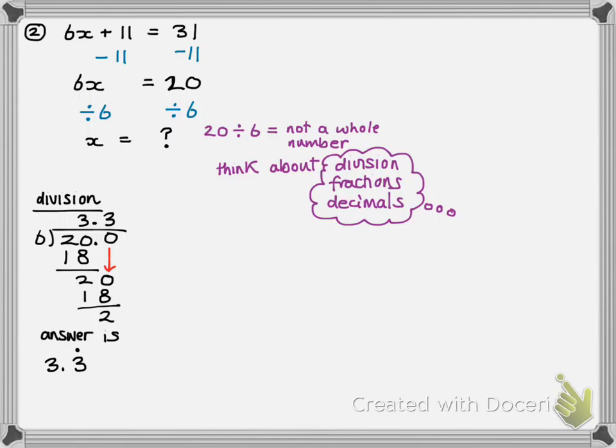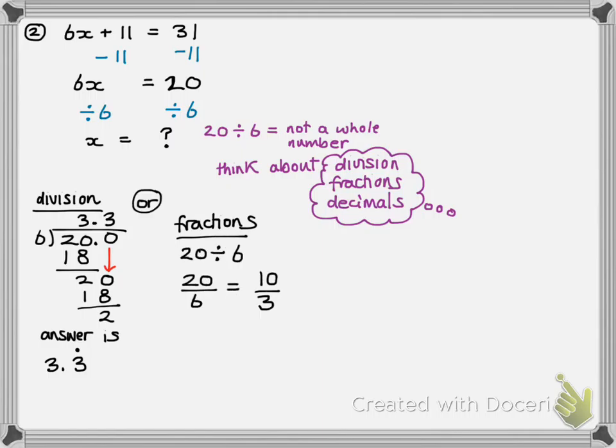Or maybe there's another way of doing it. We could write the answer as a fraction. We know that 20 divided by 6 is a fraction like this, 20 over 6. Then we simplify the fraction to be 10 over 3, and we could write that even as a mixed number, 3 1/3. So the answer is 3 1/3.